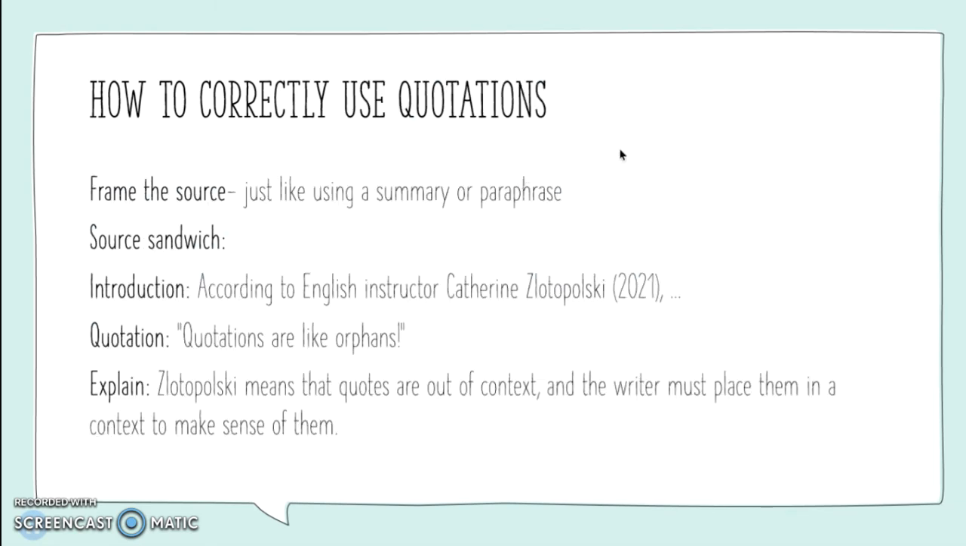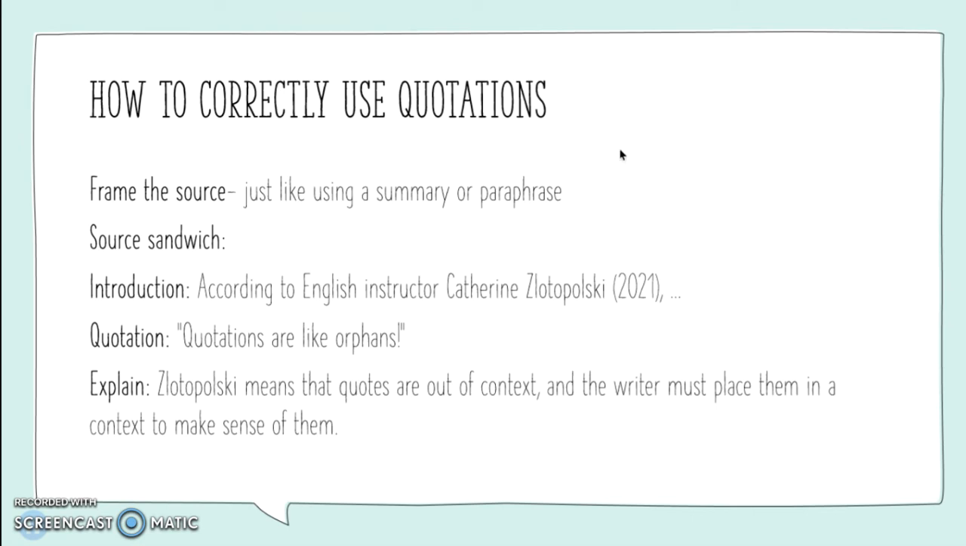Okay, moving on, we're going to talk about how to correctly use quotations. So again, just like a summary or a paraphrase, you would frame the source using our source sandwich. So again, you would introduce your quote. So again, according to English instructor Catherine Zalata-Polsky, 2021. And then we would put our quotation here. So quotations are like orphans. That's our example. So there's quotation marks around it, and your quote is inside the quotation marks. And then we never just leave a quote, we explain.